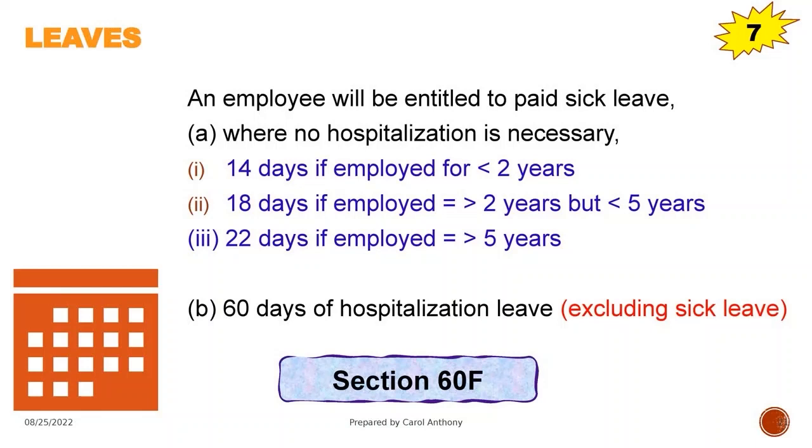Okay. So now the rule is they have additional days. It excludes sick leave. So previously, if they had taken 14 days sick leave, they only had 46 days of hospitalization, because you need to minus 60 minus 14. So now you can't minus. Now they have 14 plus 60, which is 74 days. Okay, that's the new rule, excluding sick leave. So those who work more than 2 years or less than 5 years, they have 60 plus 18, 78 days. Those who work more than 5 years, they have 60 plus 22, which is 82 days. Okay, so that's the change.